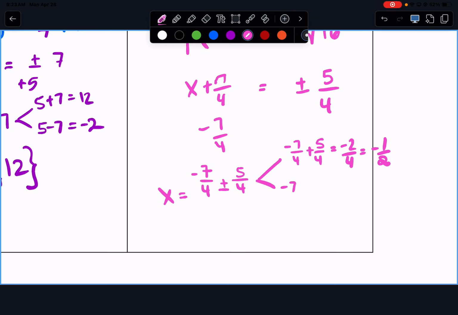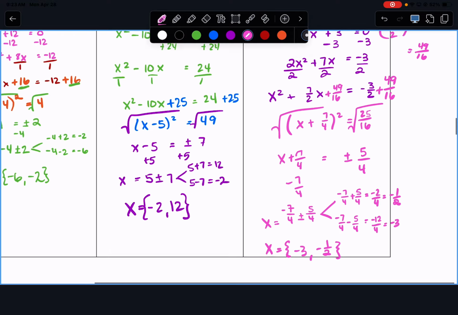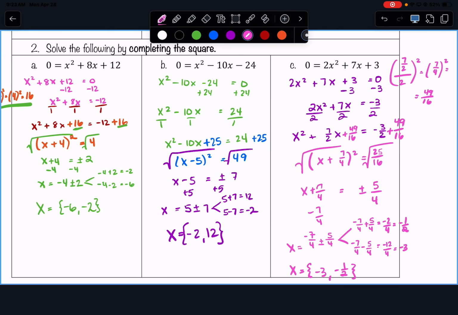Then we have negative 7 over 4 minus 5 over 4. What is negative 7 minus 5? What is negative 12 divided by 4? So our solution is x equals, squiggly bracket, negative 3, comma, negative 1/2. Now, that was not fun. I did not like that. That was horrible, no good, very bad time, right?